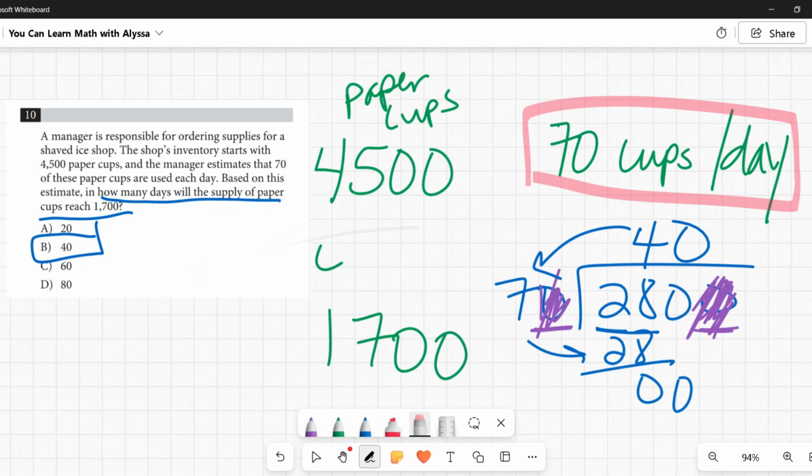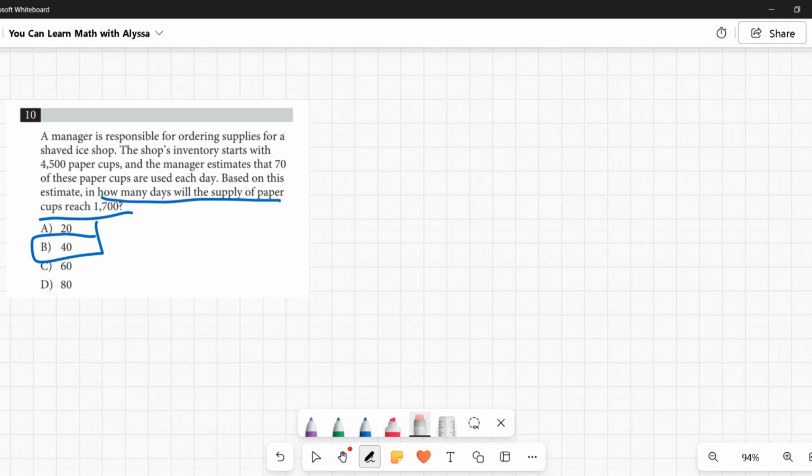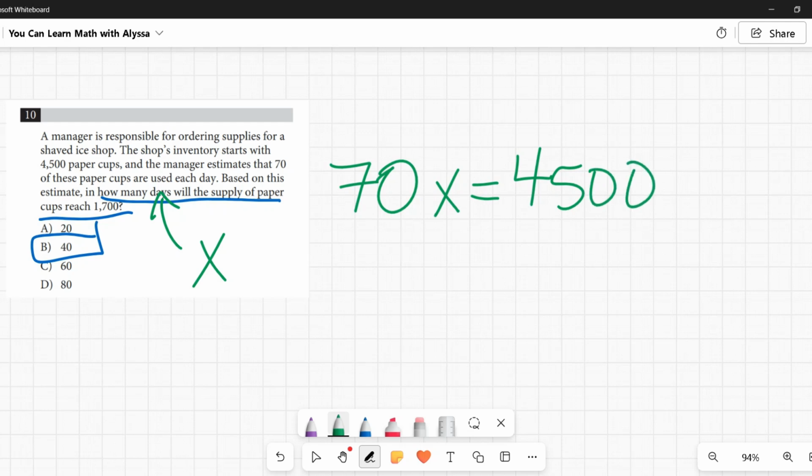If we were wanting to do this in an algebraic equation, you would say we're trying to solve for how many days. I would say that days would be my x, and I would write it as 70 cups times how many days would be equal to 4,500 minus 1,700, where we started and then what would we get to and how we use. I don't think that's intuitive.